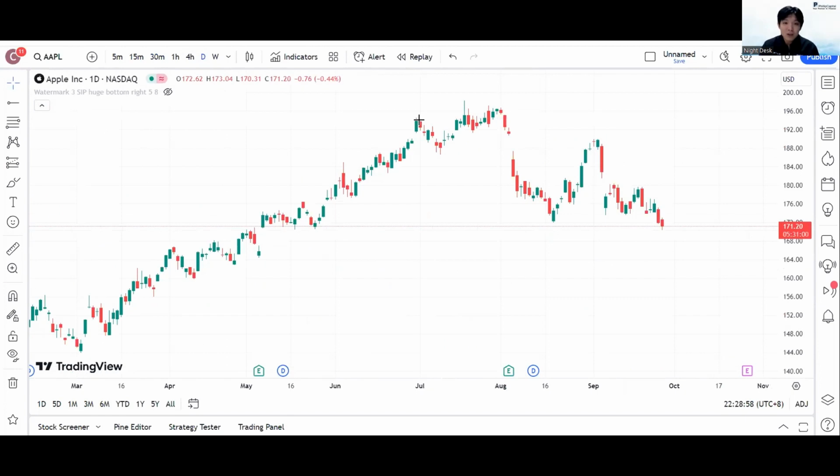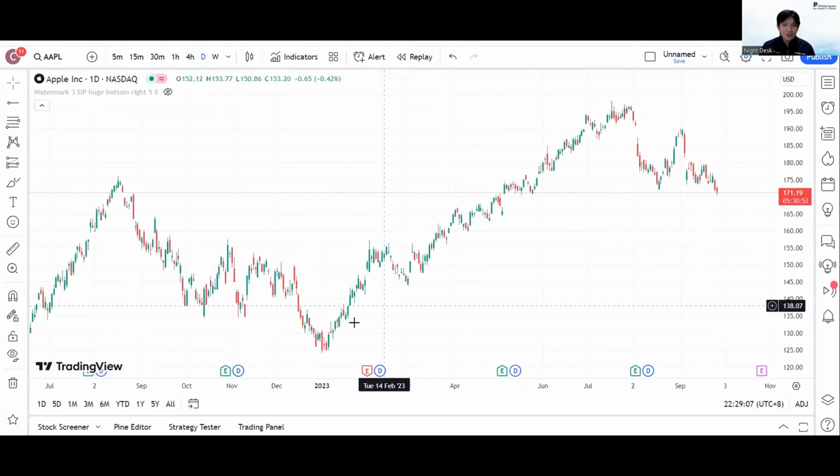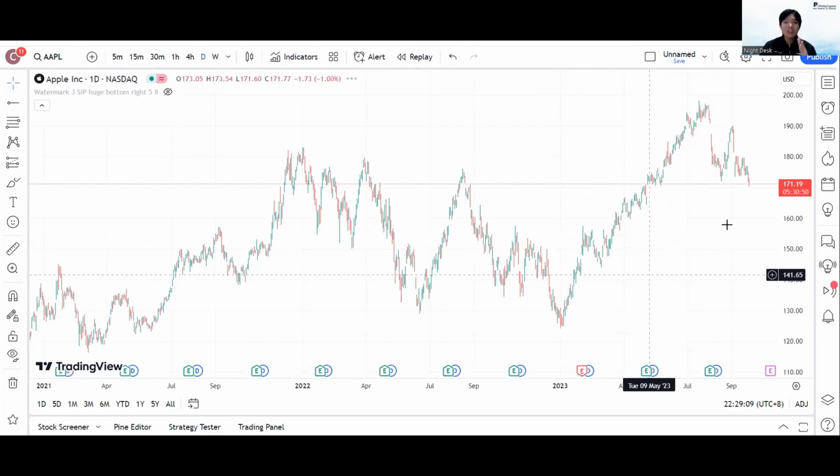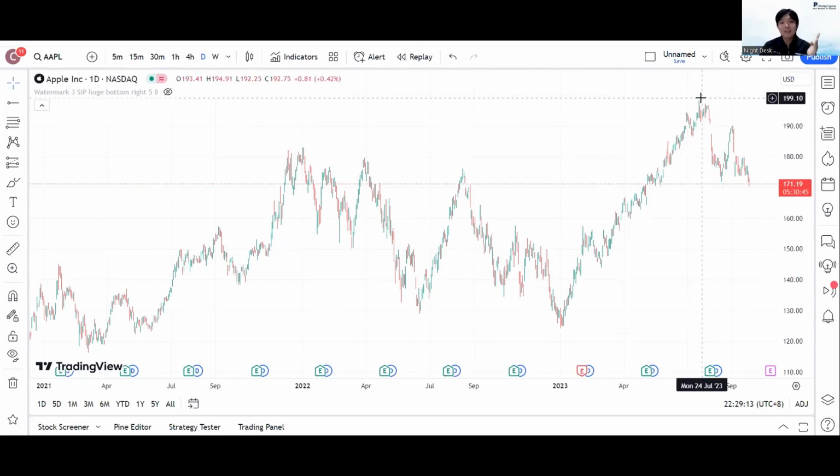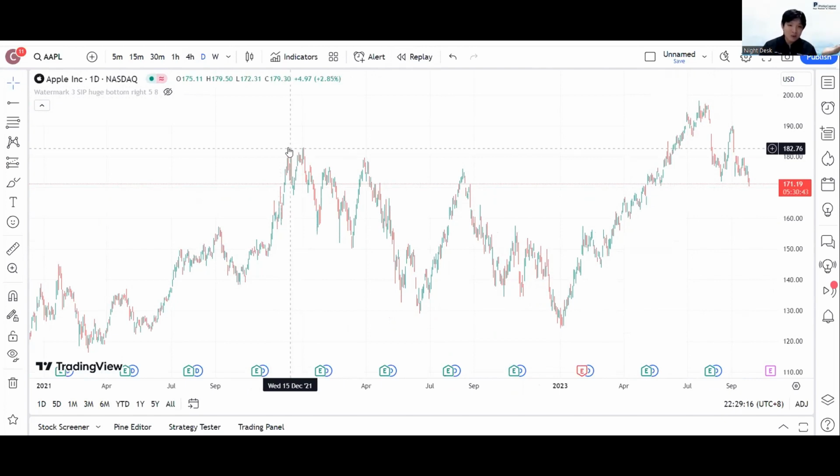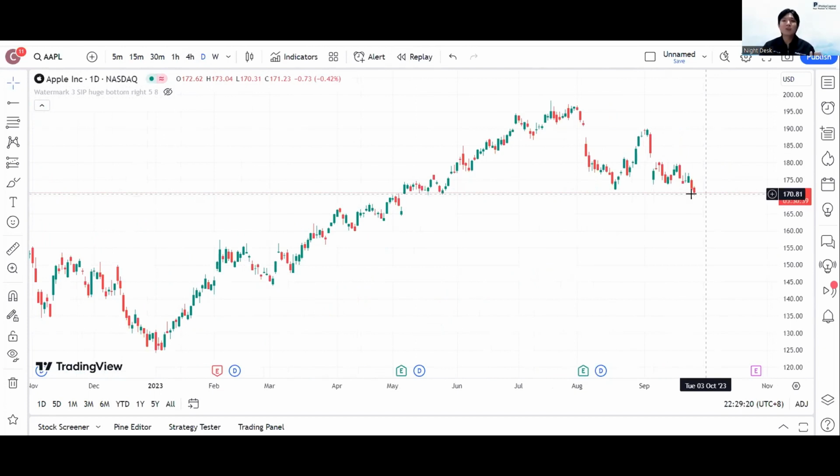Now it's on Apple, popular counters first. Q&A I see already. So Apple daily, we are still technically on an uptrend. Price hit almost 200 in July. We just broke the last 2021 high, and price continued to move higher. But we have a new lower low now.